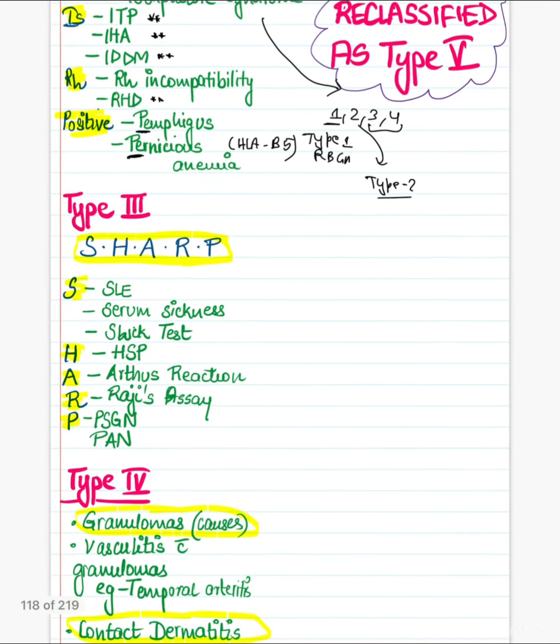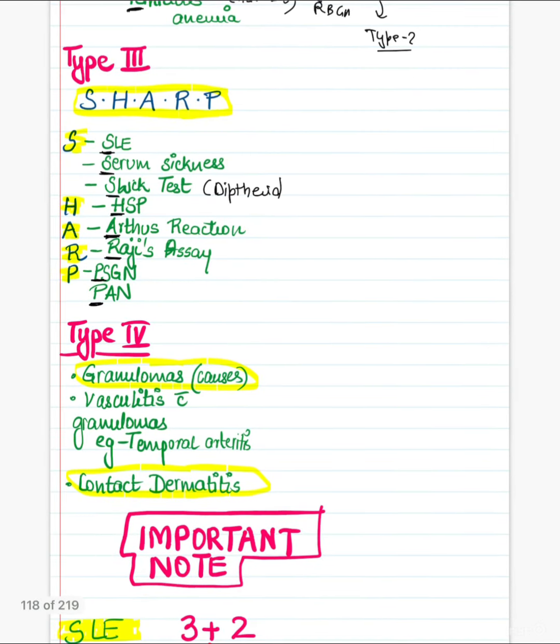Then coming to type 3, the mnemonic is SHARP. S for SLE, S for serum sickness, S for Schick test, which is used against diphtheria. Then HSP, that is Henoch-Schonlein purpura, that is common in children. A for Arthus reaction. R for Rajizese, which is not done now. P for post-streptococcal glomerulonephritis, that occurs 10 to 21 days after a sore throat infection. And PAN, that is polyarteritis nodosa. PAN does not involve the lungs, guys. P is not for pulmonary, be very sure. And 30% of the cases are HBsAg positive.